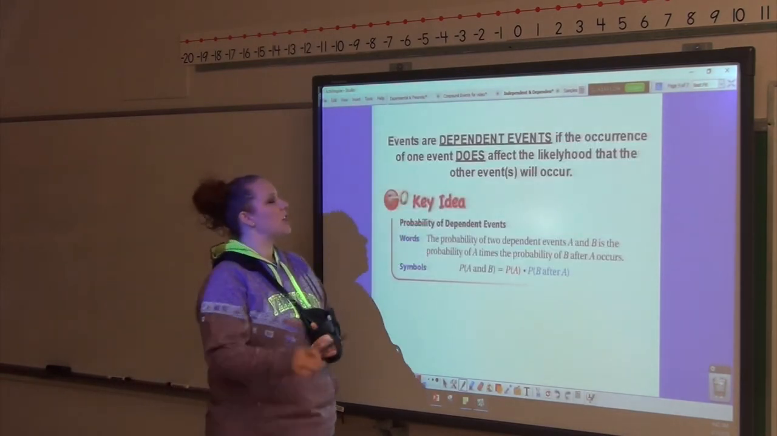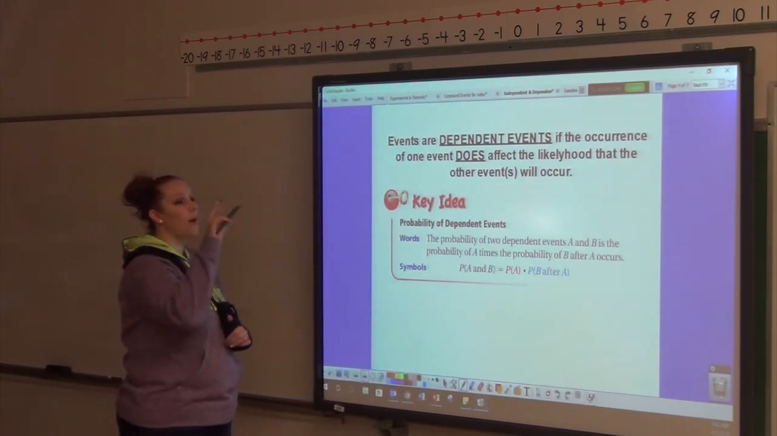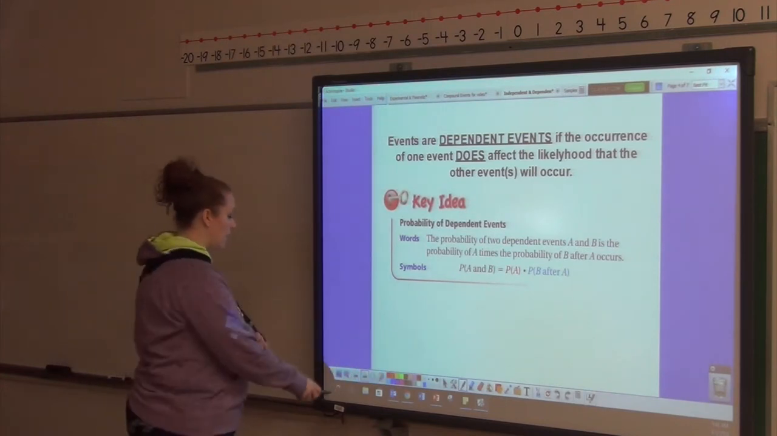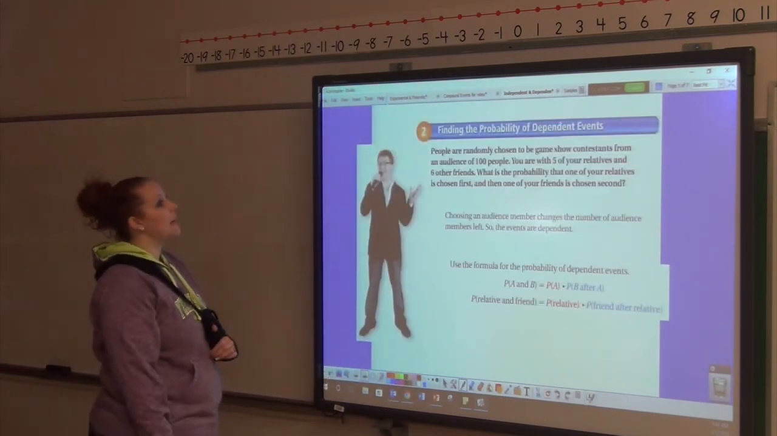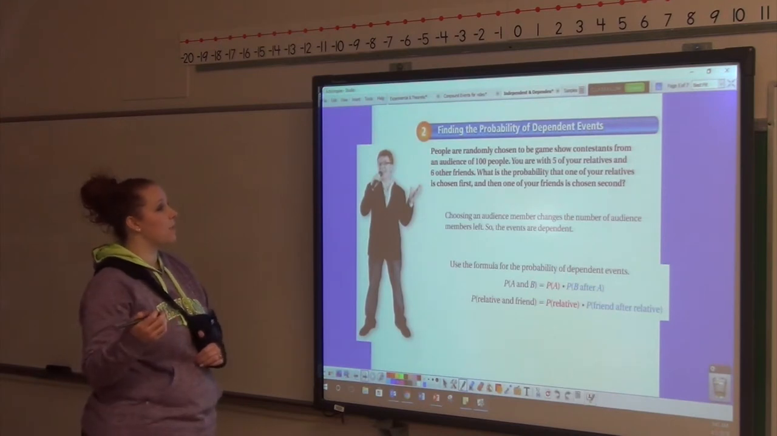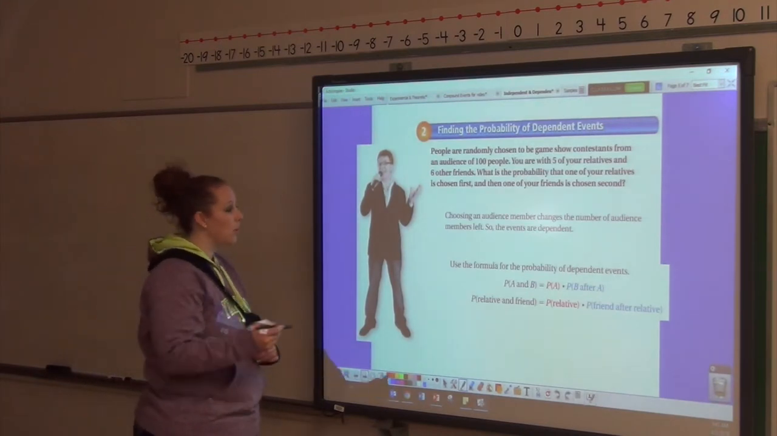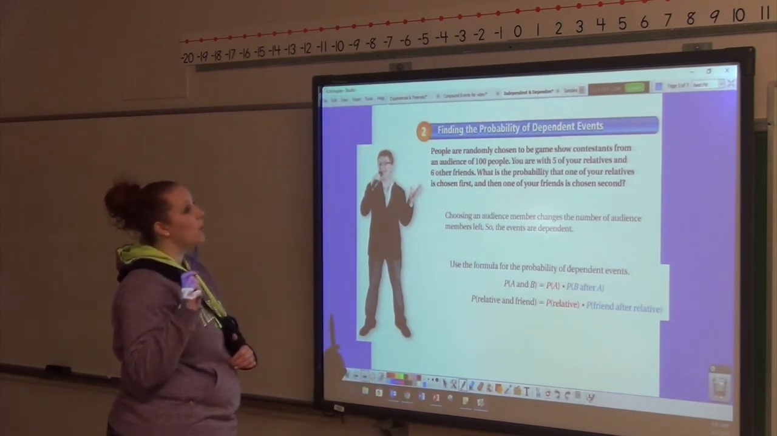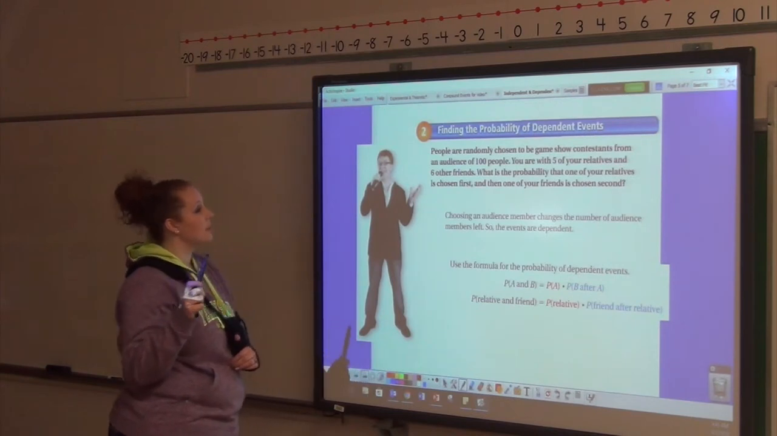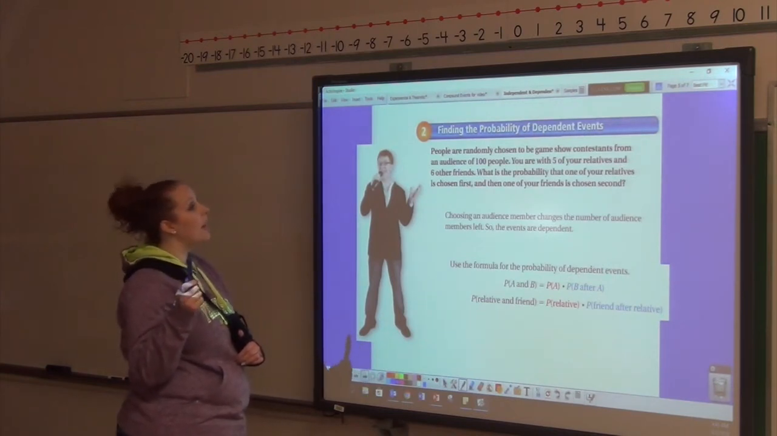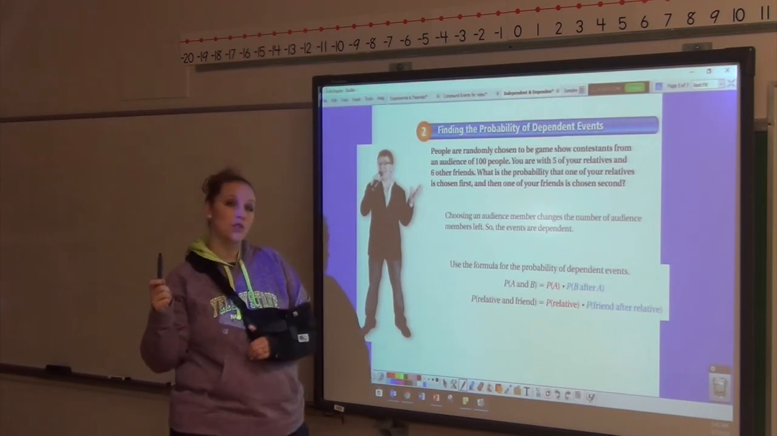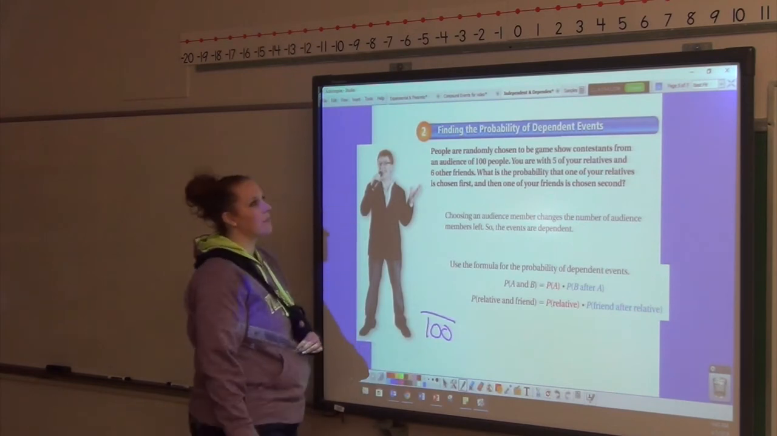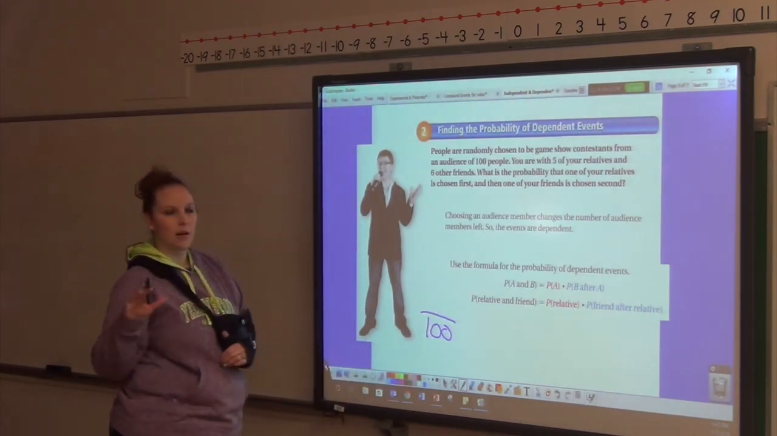All right, events are dependent events if the occurrence of one event does affect the occurrence of the other. An example of that: people are randomly chosen to be game show contestants from an audience of 100 people. You are with 5 of your relatives and 6 other friends. What is the probability that one of your relatives is chosen first, and then one of your friends is chosen second? So there are 100 possible outcomes when no one has gotten chosen yet.